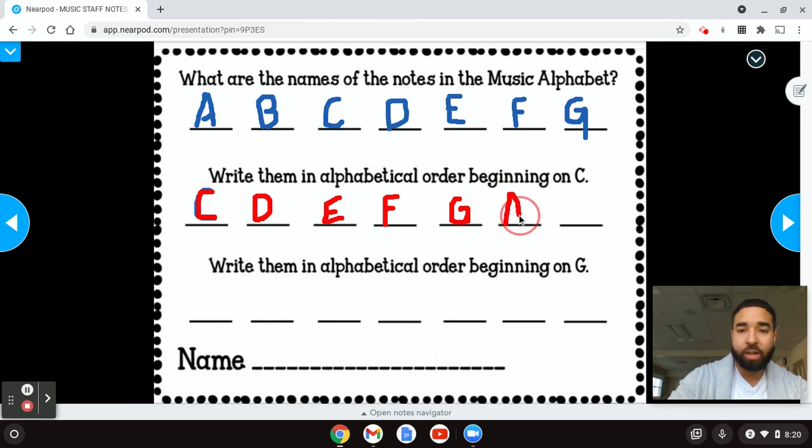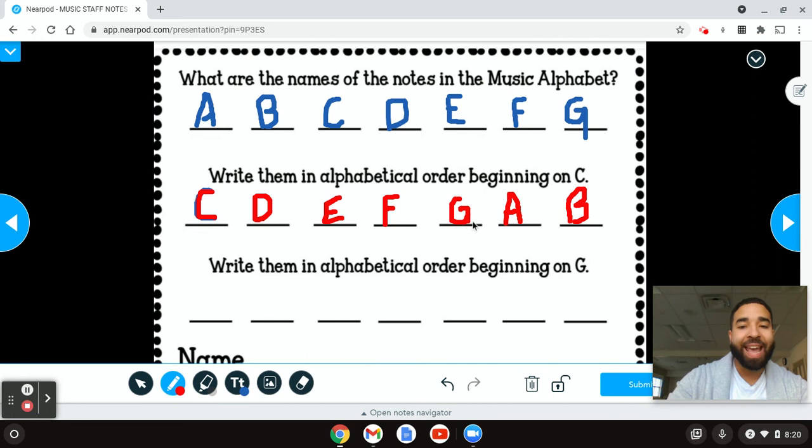Okay, so this is a very vivid example of what happens when we get to G. We jump back to A, and then after A, what happens? We go to B. B always comes after A. A always comes after G in this scenario. In music, A always comes after G. So if your second line looks like this, C, D, E, F, G, A, B, you got it right.